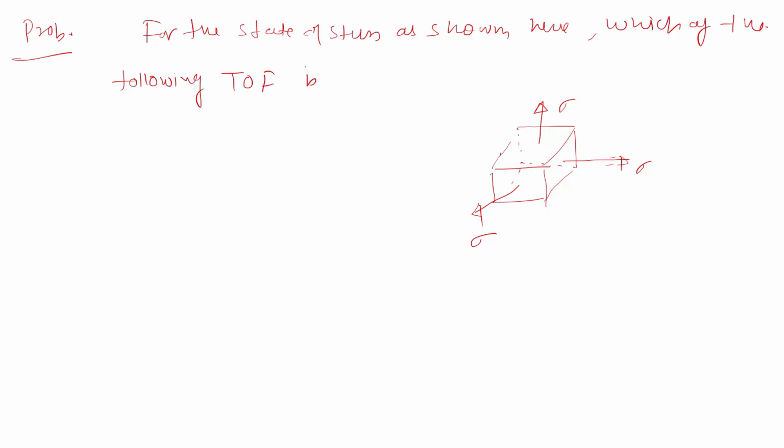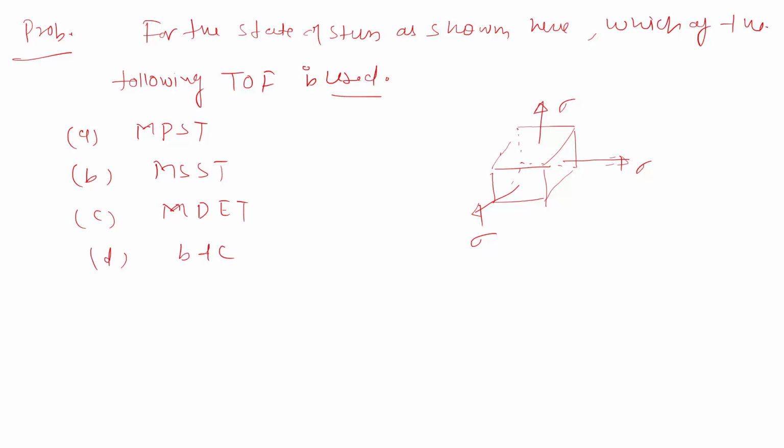You are given options: first option can be A, MPST, second option can be B, MSST, and third can be C, MDET, or fourth can be given as B and C, and fifth can be given as A, B, C, and D, all of the above can be used. So now we'll make one statement. This is very important.